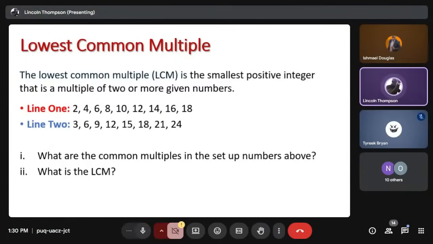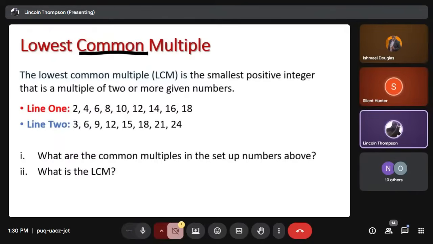Okay. So let's touch on the lowest common multiple. And this word common, right? This word common right here. All right, somebody, I'm hearing an echo. I might have to mute that person myself.